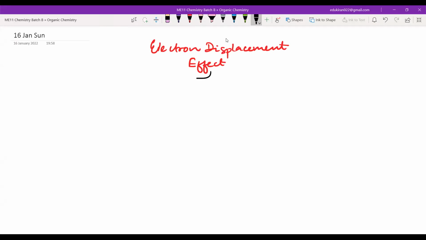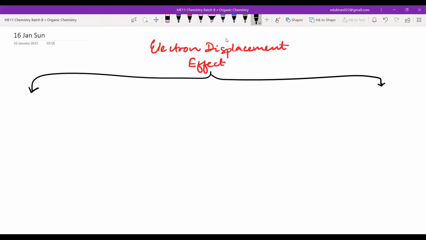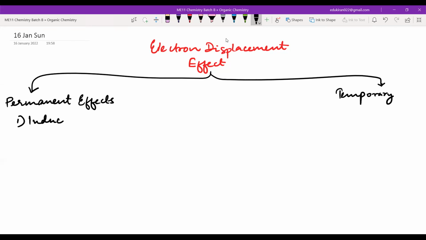Electron displacement effect. There are two types of electron displacement effect. One are the permanent effects that are already there, as soon as you have the molecule. And then you have the temporary effect. Okay, permanent effects and temporary effects. So in permanent effects, we have inductive effect that we'll learn first.